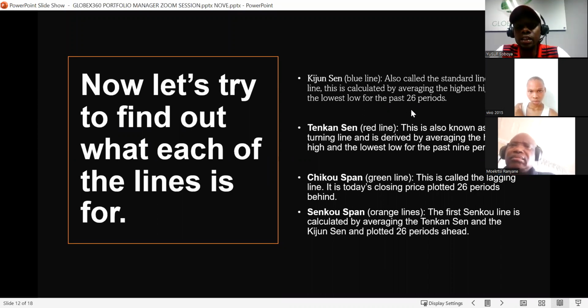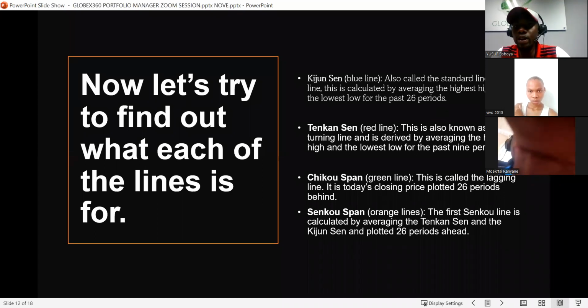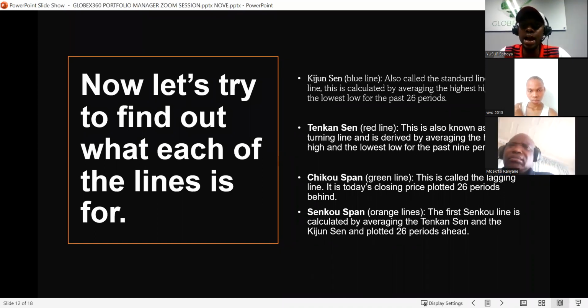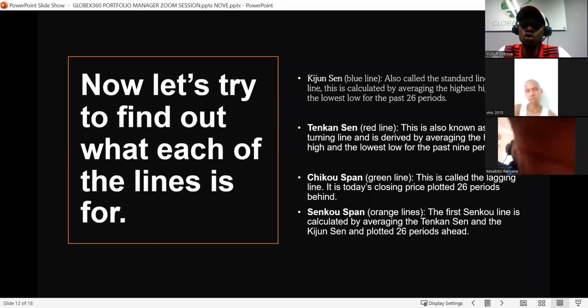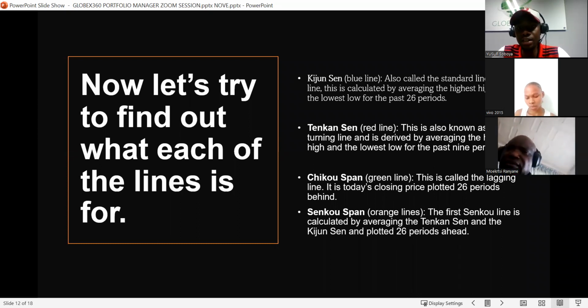Kijun-sen, a blue line, also called the standard line or baseline. This is calculated by averaging the highest high and the lowest low for the past 26 periods. Tenkan-sen, it's a red line. This is also known as the turning line, derived by averaging the highest high and the lowest low for the past 9 periods.